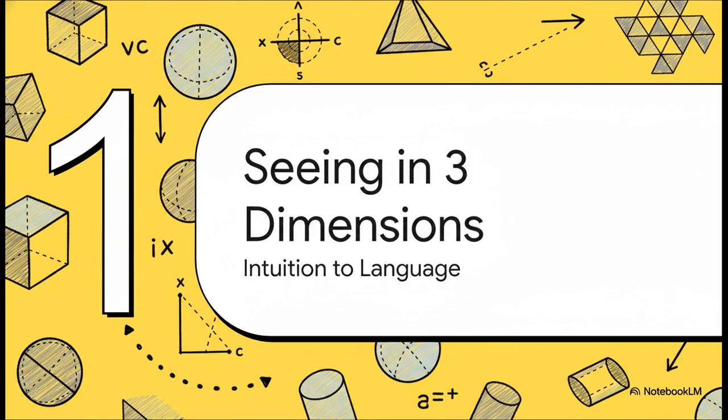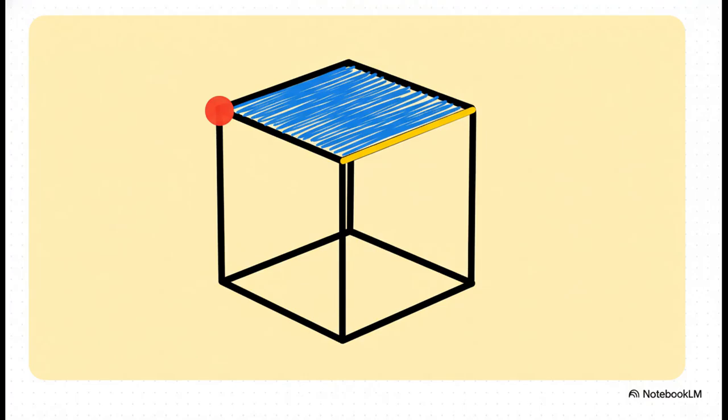Section 1. Seeing in 3 dimensions. This is all about taking that gut feeling you have about shapes and translating it into the powerful, official language of mathematics. You know how you'd call that sharp point on a box a corner point? Well, in math, we call that a vertex. That flat surface, that's a face. And the meeting line where 2 faces come together, that's an edge. It's that simple. We're just giving our words a little upgrade.